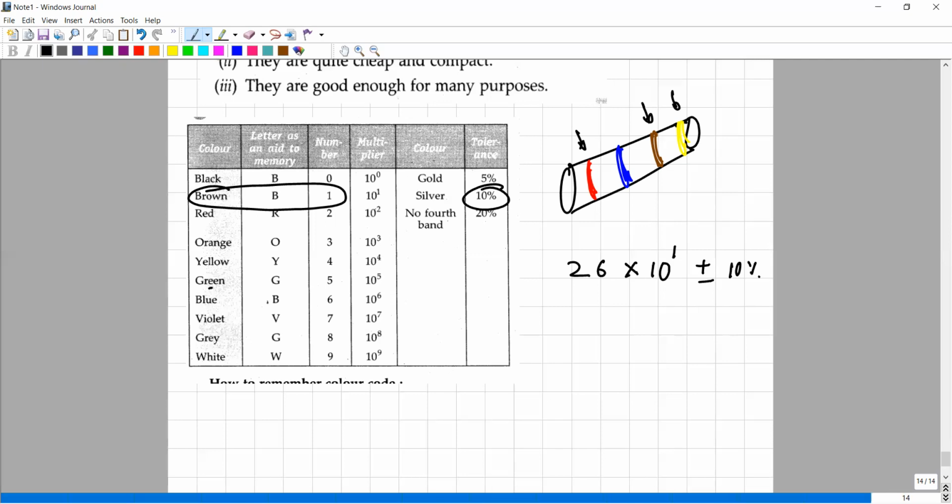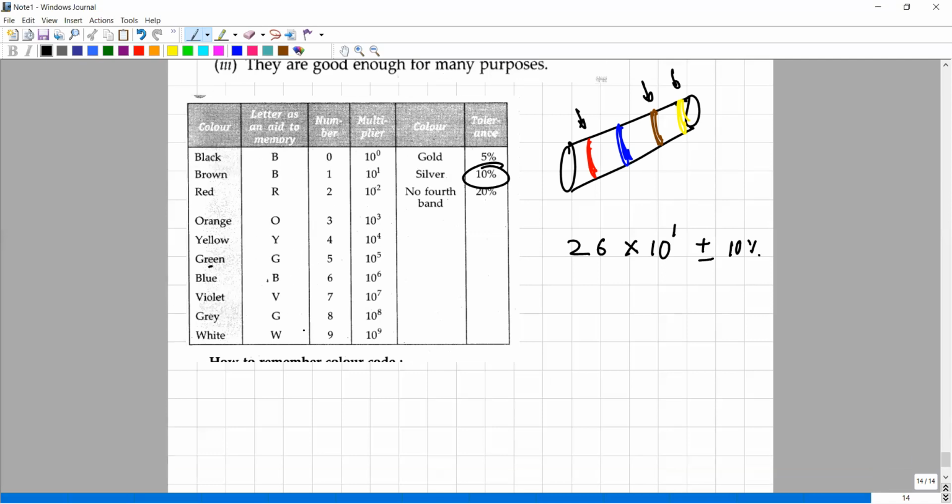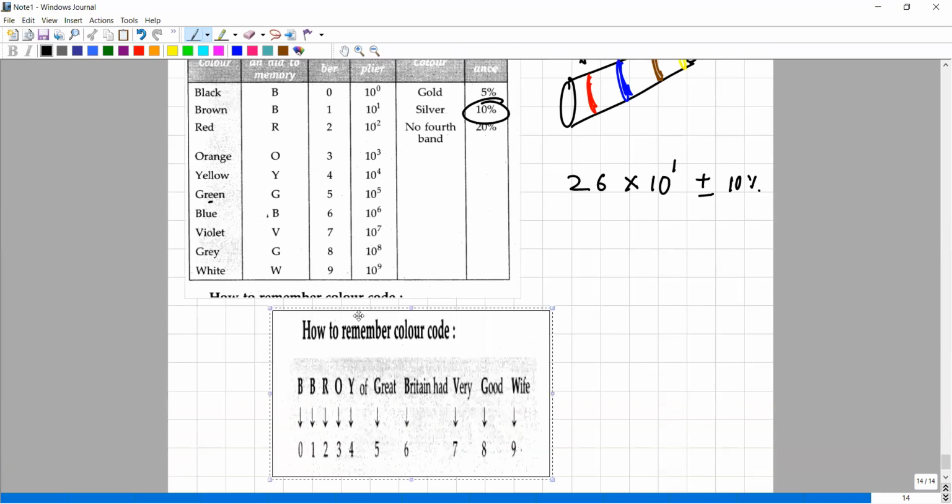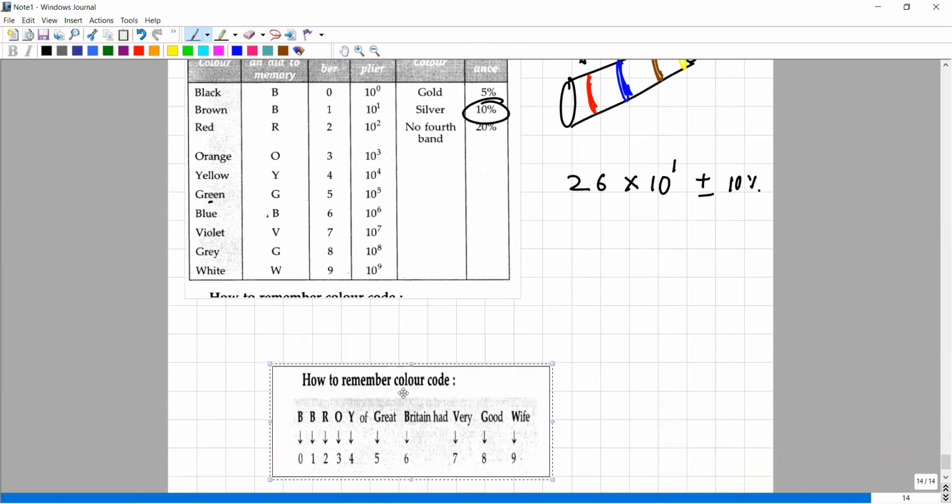So that is what your carbon coding is. Do practice some questions. It's a very simple topic. Now there is a fair chance you will forget these numbers related to the colors. So there is a jingle here. You will find this in every book, and it's pretty easy to remember.